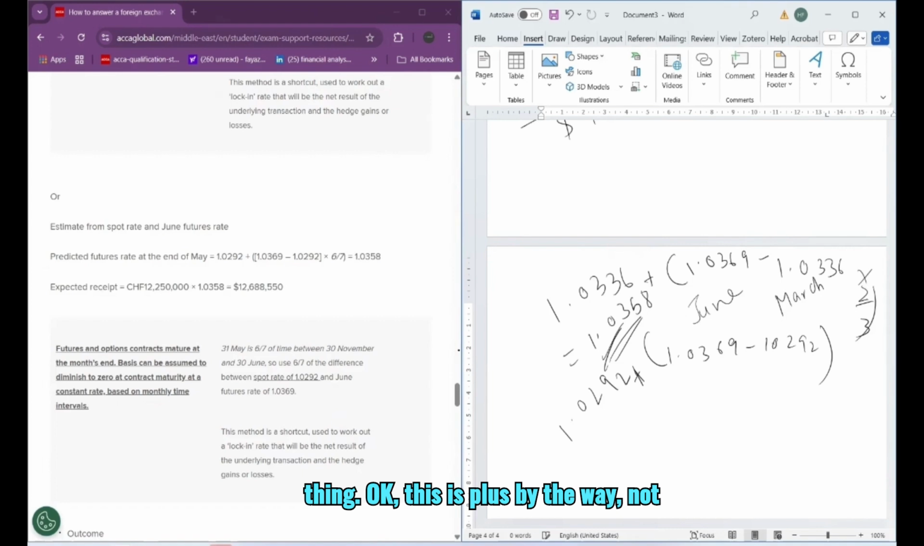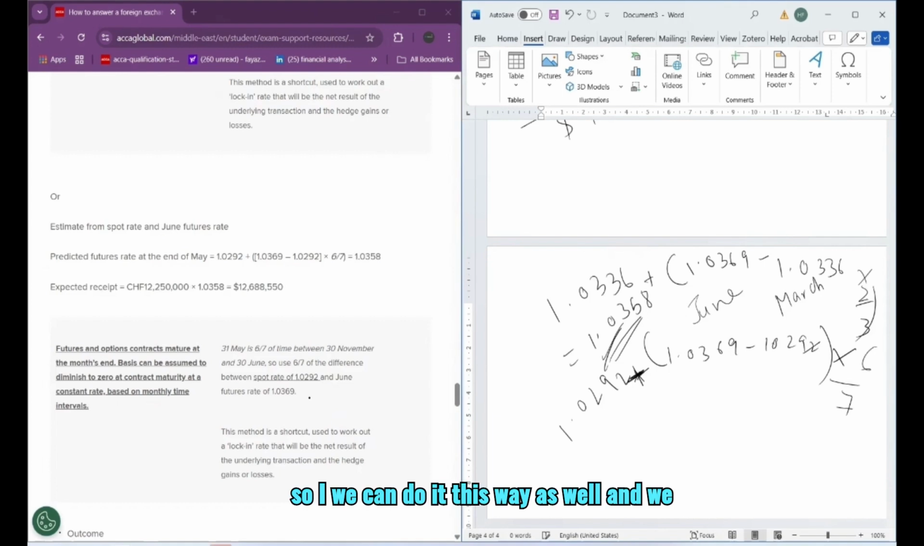Okay, this is plus, by the way, not multiplication. Okay, this is multiplication. So how it is? November end, December, Jan, Feb, March, April, June. Are we going to take 6 months? No. 1 minute. Is it 1st November or 30 November? Yes. So December, Jan, Feb, March, April, May, and June. There are 7 months. I'm sorry, I got confused right now. There are 7 months to June from 30 November onwards. And to 31st May, from 30 November to 31st May, it is 6 months.